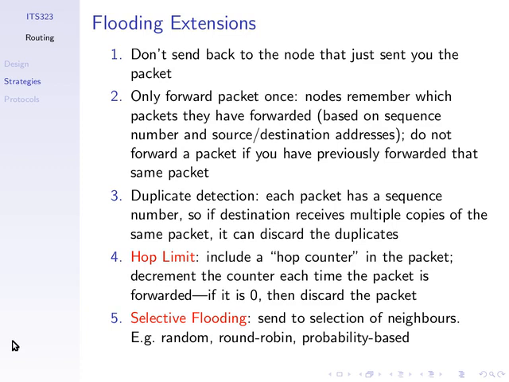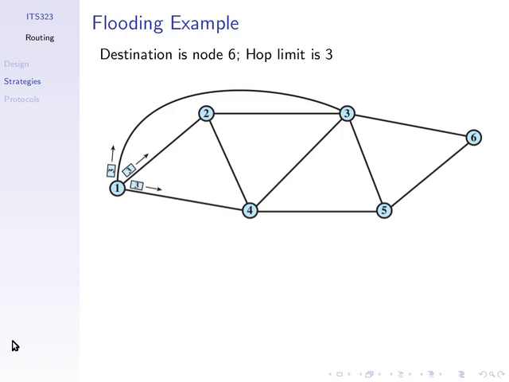Last thing for today. Another way to increase the efficiency, with flooding, we send to all of our neighbours, except the ones who have already sent to us. With selective flooding, send to a selection of your neighbours. In full flooding, node 1 sends to its 3 neighbours at the start. In selective flooding, node 1 would select some of those 3 neighbours to send a copy to.